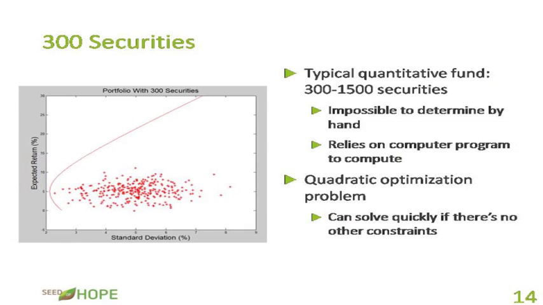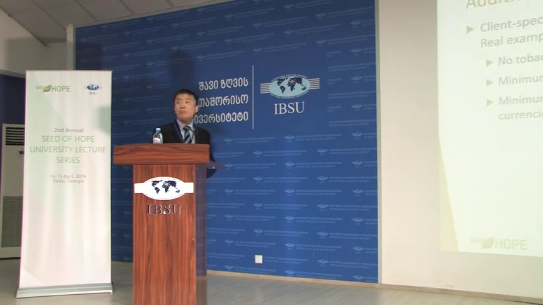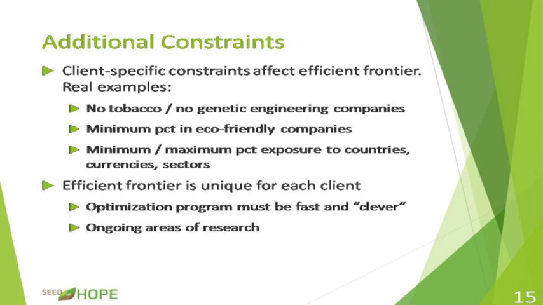Now, in theory, this is really easy to compute with a computer because it's essentially a quadratic optimization problem. Microsoft Excel can do it really fast if there's no other constraint, if you're allowed to invest freely in these 300 securities. But the problem is, of course, there are a lot of constraints that clients give us. I'm going to show you some of the real examples that I face on a day-to-day basis from our clients. For example, they don't want us to invest in any tobacco or genetic engineering companies for moral reasons.